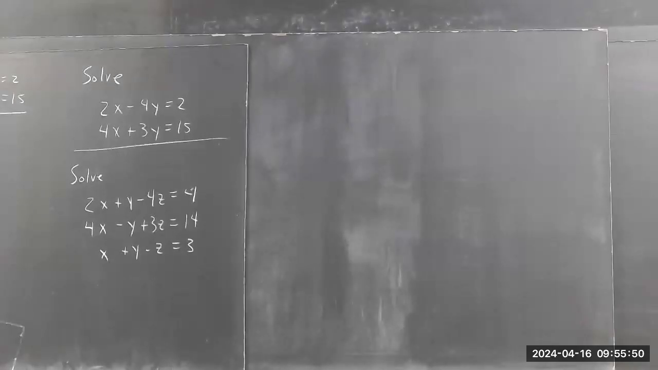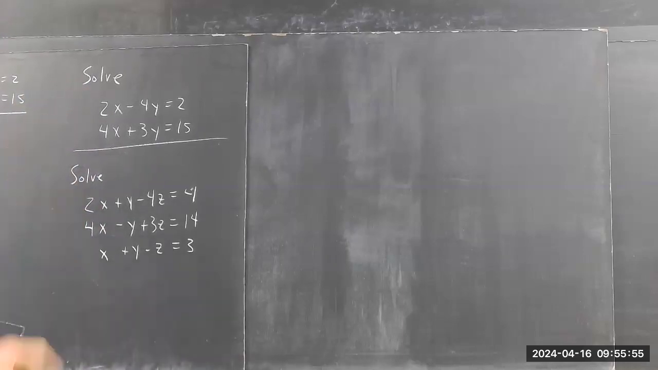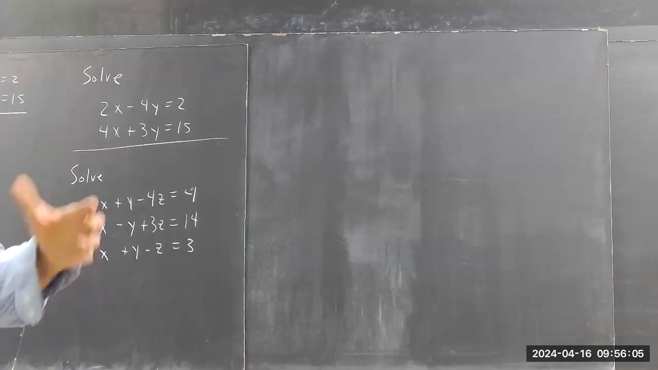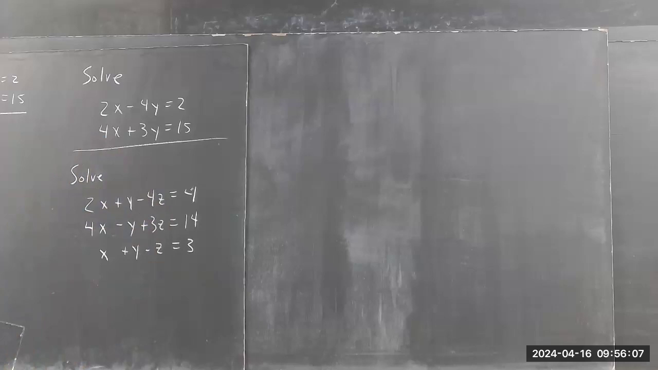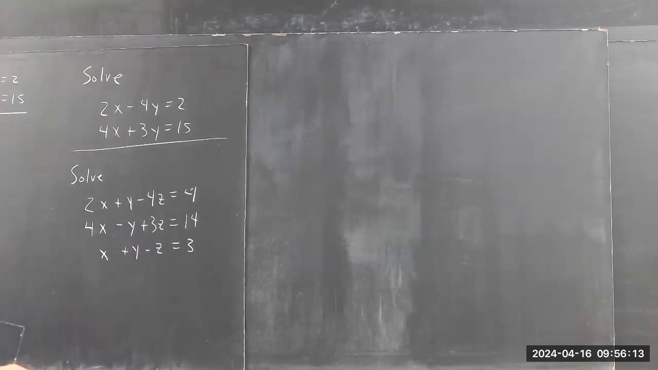Okay, so we have a couple of problems. We have a system of equations here we want to solve, and a system here that we want to solve. Homework for the weekend, of course, involves solving systems of 2 or 3 linear equations in 2 or 3 variables. People have trouble doing this, and this is pretty common.